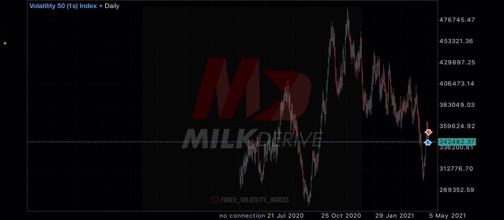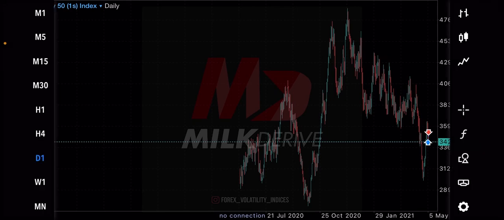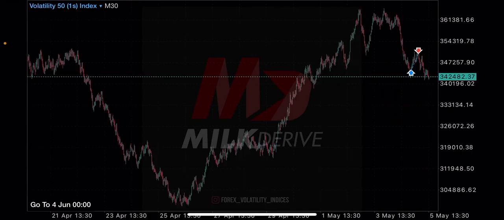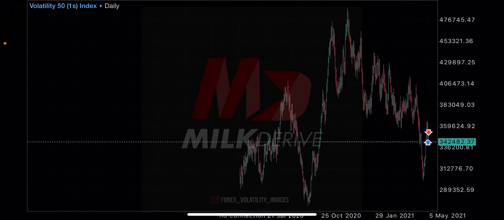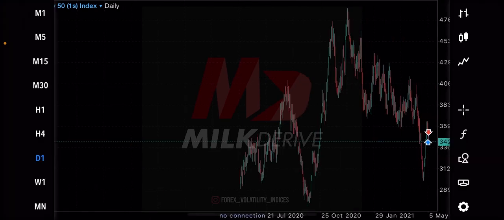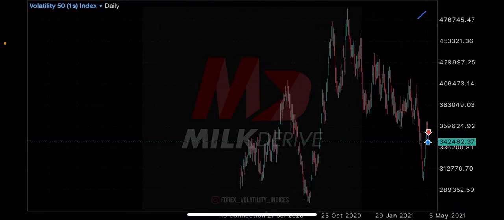So that's it. For higher time frames: day one, H4, H1. For lower time frames: M1, M5, M15. Then M30 is the intermediate time frame, the one in between the higher time frames and the lower time frames. Good. Let's just quickly analyze the market so that you know what will happen. Good. So I go to my trend lines.